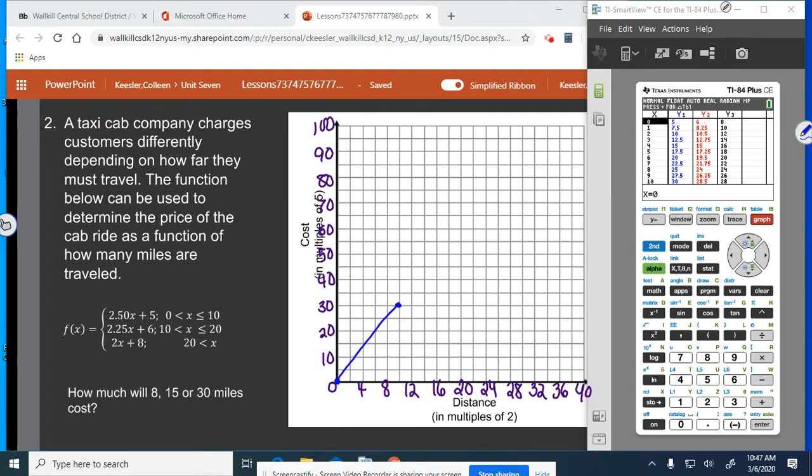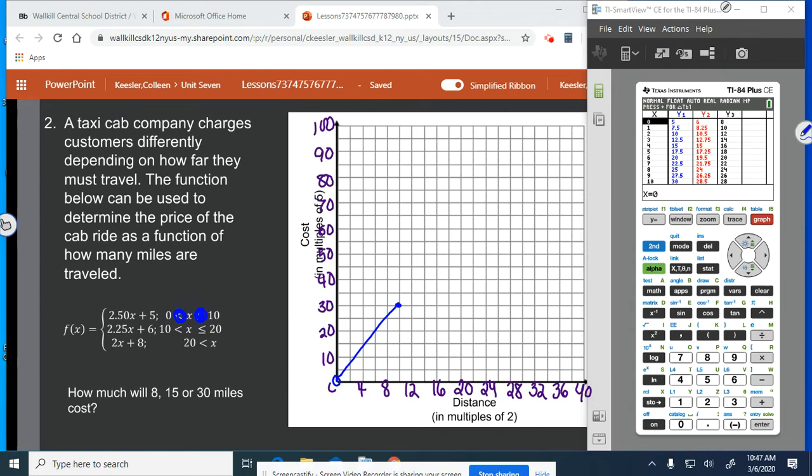Only thing I did wrong there is, the 0 doesn't really matter as a point. Okay, you wouldn't be charged $0 for 0 miles. And in this case, because there's that less than symbol, we can make it an open circle, and the less than or equal to would be our closed circle. Okay, so just pay attention to that. All right, so that's the first part.